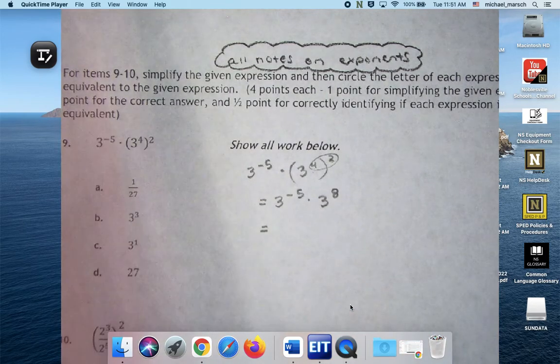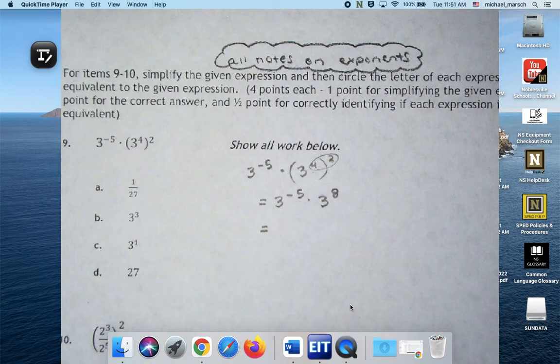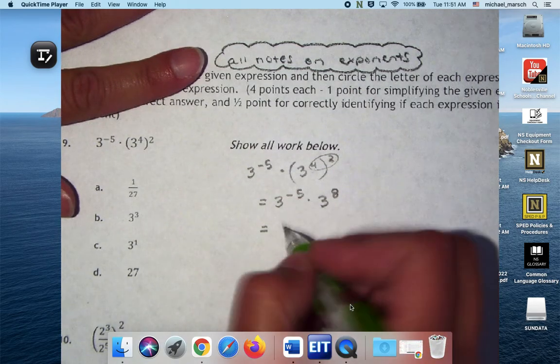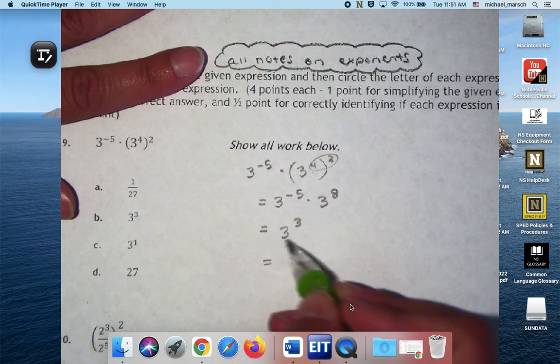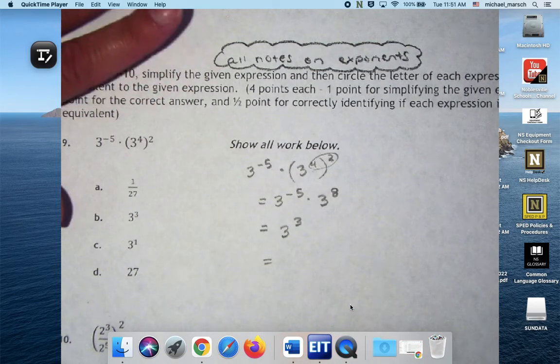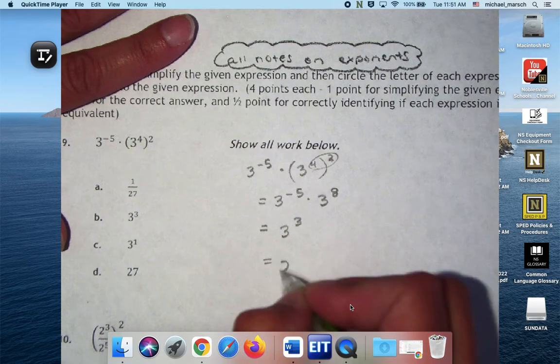What would I do with that negative 5 and that 8 now? What's my multiplication rule? What's the shortcut? Add, thank you. I'm going to add those. So what is negative 5 plus 8? Positive 3. And then if I were to actually do 3 times 3 times 3, what would I get? 27.